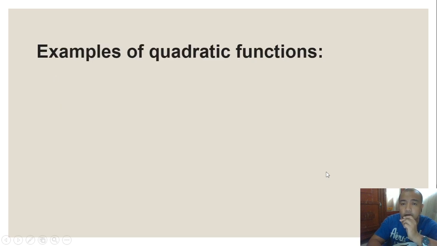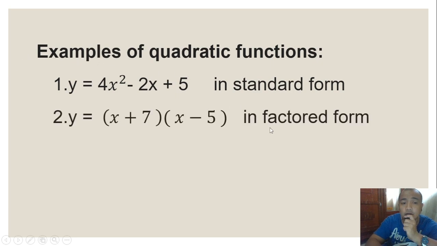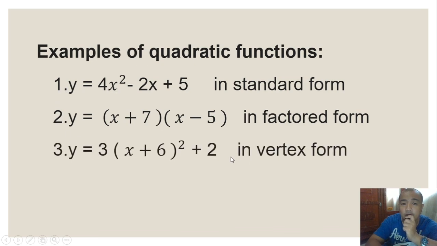Here are some examples of quadratic functions. Number 1, y is equal to 4x squared minus 2x plus 5. Okay, that's written in standard form. Number 2, y is equal to quantity x plus 7 times the quantity x minus 5. And that is written in factored form. We also have here a quadratic function written in vertex form, y is equal to 3 times the quantity x plus 6 squared plus 2. So the three examples here, they are all what we call examples of quadratic functions.